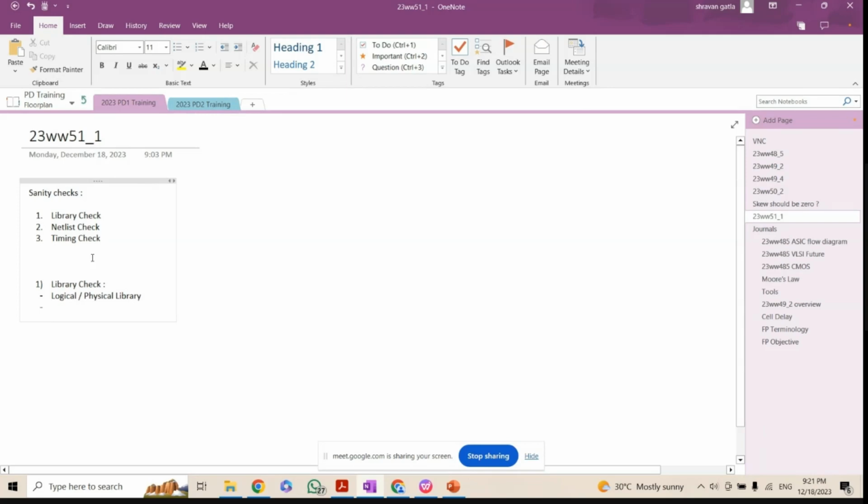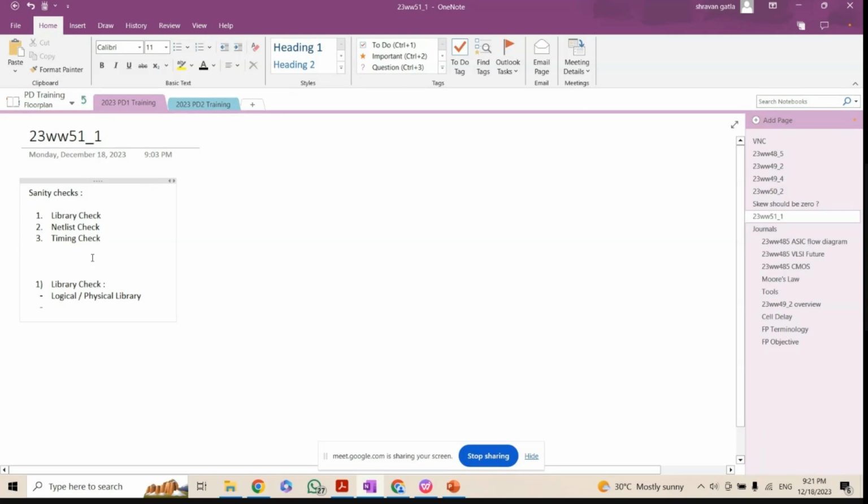Maybe you may be asked what commands you use to check the library. Then if you tell at least check library or check design, these commands are good enough. And there is a command also, check design dash all. It checks both logical and physical at once. You don't need to specify which check you want; dash all does all the checks. Okay, and next let's see the netlist check.